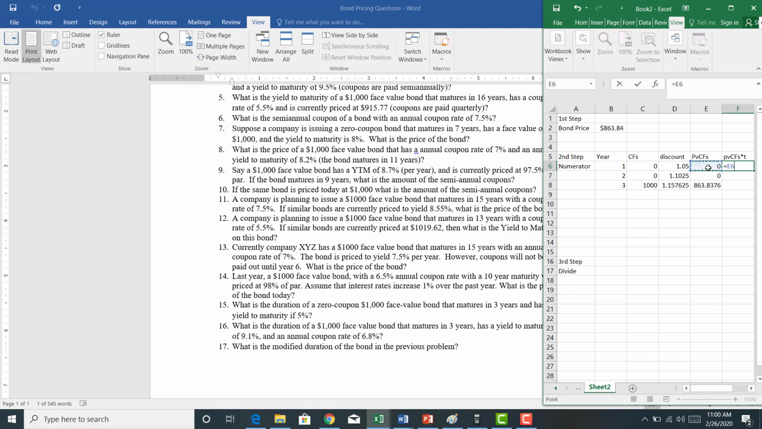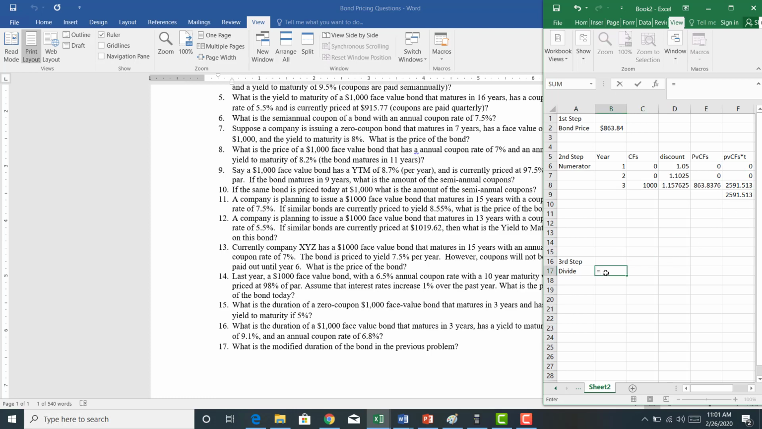This is going to be equal to 0 times 1. If I scroll down here, this is going to be 0 times 2, and this is going to be the present value of the cash flow in year 3 times 3. Cell B8 is 3. Okay. I'm going to sum these up, and I get 2591.51.